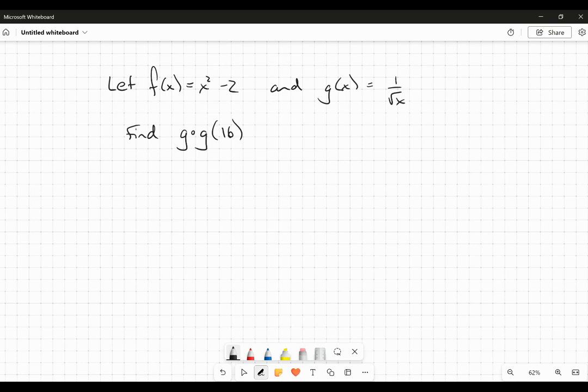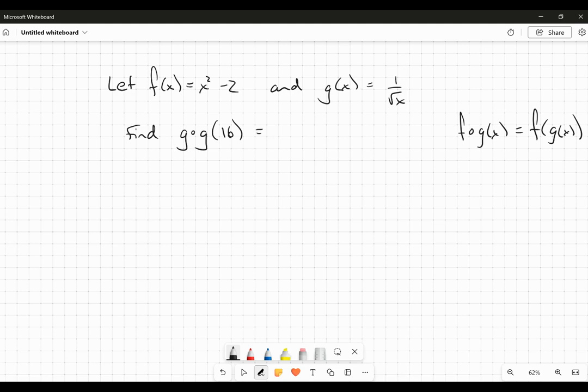Let's say, in this case, we're given that f of x is equal to x squared minus 2, and g of x is 1 over the square root of x. In some previous videos, we've been talking about function composition, what this little open circle means. We would have f of g of x, where we're taking one function and substituting it into another, and this is called composition. But the interesting thing here is you can compose a function with itself.